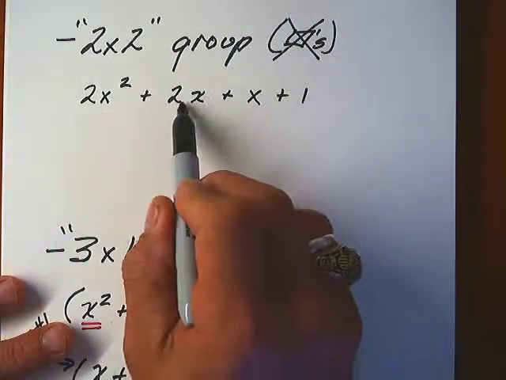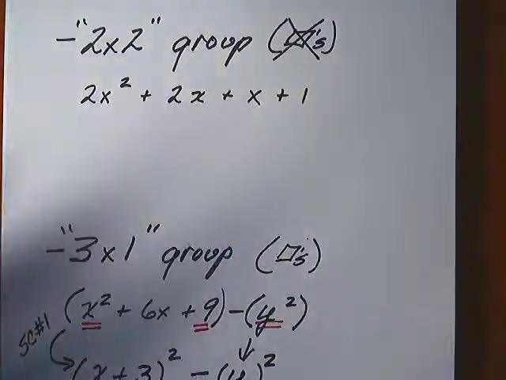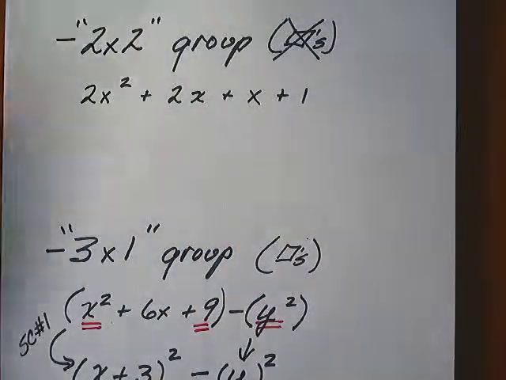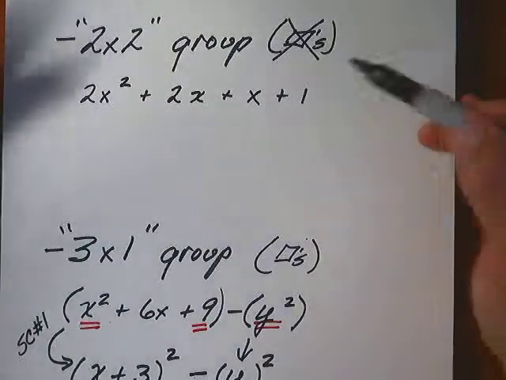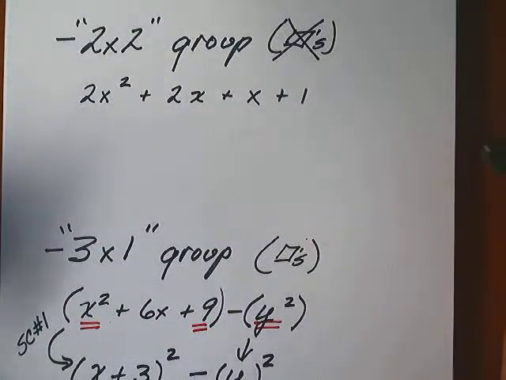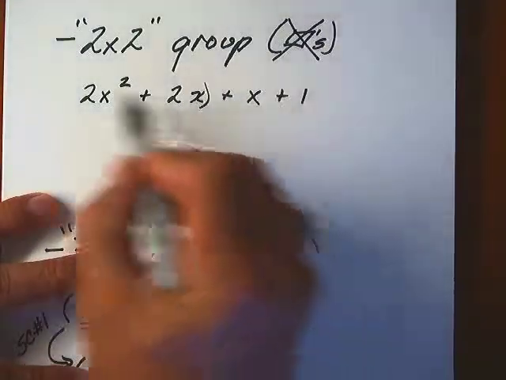This is not a perfect square. Well, x squared is a perfect square. No, but 2 is not. The whole term has to be a perfect square. And this is not a perfect square. This is not a perfect square. This is not a perfect square. And this is not a perfect square. Well, 1 is, but it doesn't do you any good because it's only 1.